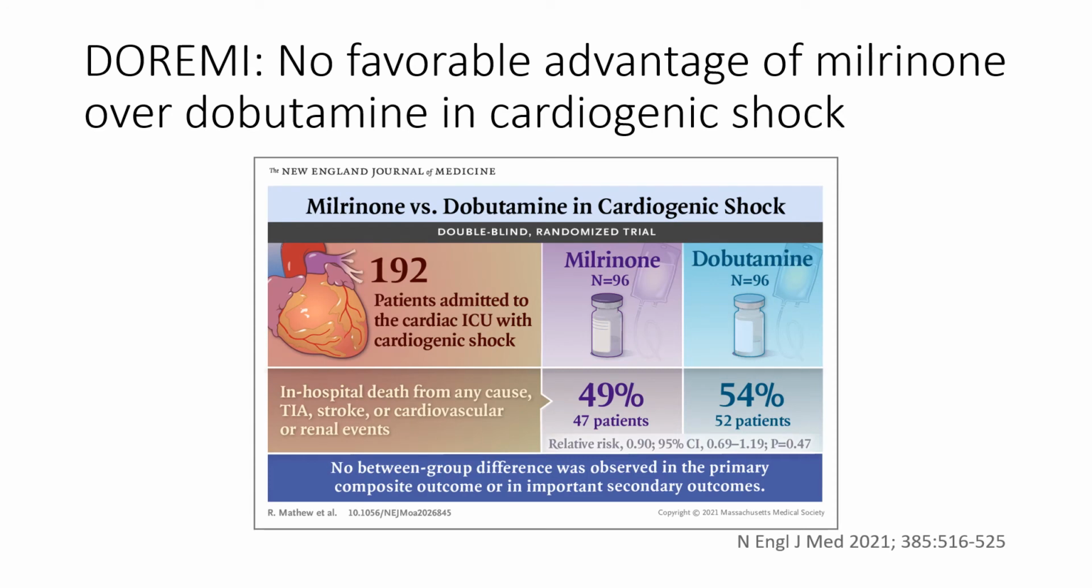So last year there was a trial which examined which inotrope is favorable to use in cardiogenic shock. Is it milrinone or is it dobutamine? This was a comparator where they compared milrinone to dobutamine in cardiogenic shock. It was a double-blind randomized controlled trial. And what they essentially found was that there was no between-group difference between milrinone and dobutamine in the important secondary outcomes. So really, in terms of what agent to use, different agents call for different circumstances.